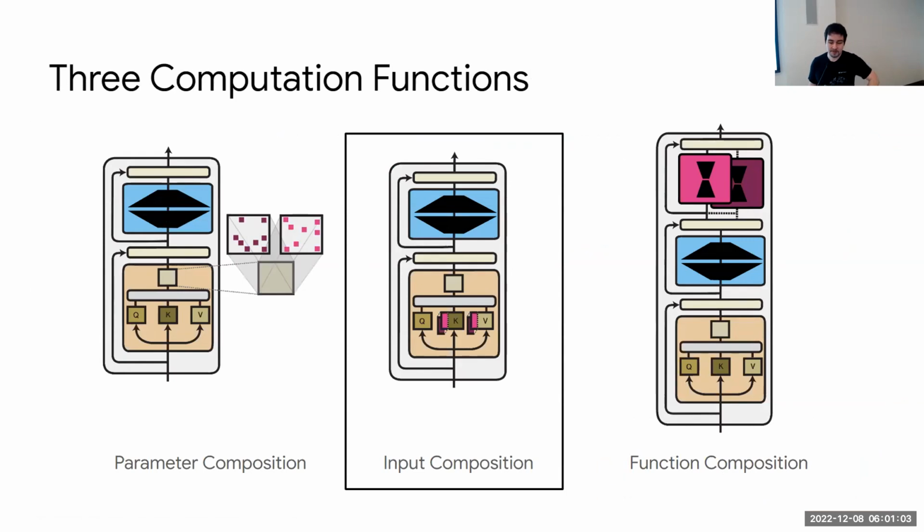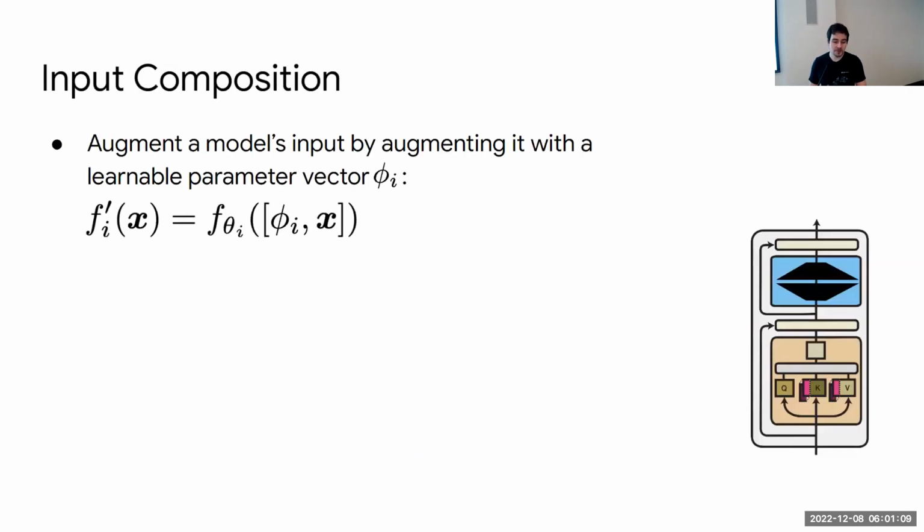Cool. Now coming to the second part, and the two next parts here are a bit shorter in general. So for input composition, these types of methods, as I already mentioned, instead of modifying and adding parameters, simply augment the input of our model with a learnable parameter vector via concatenation.